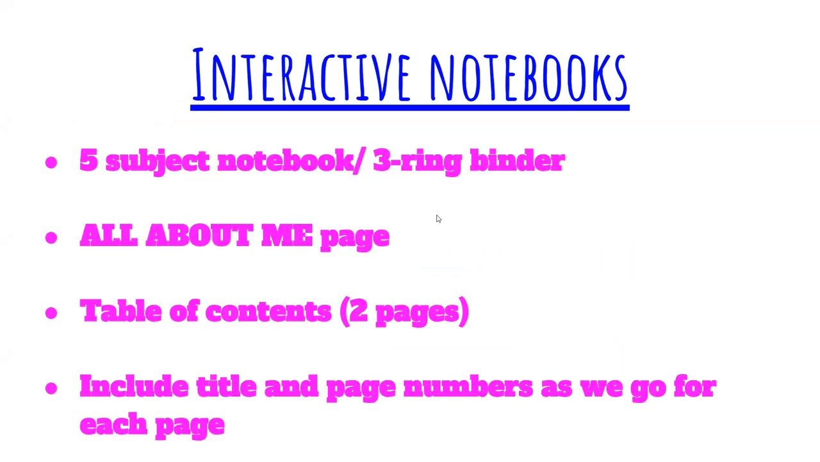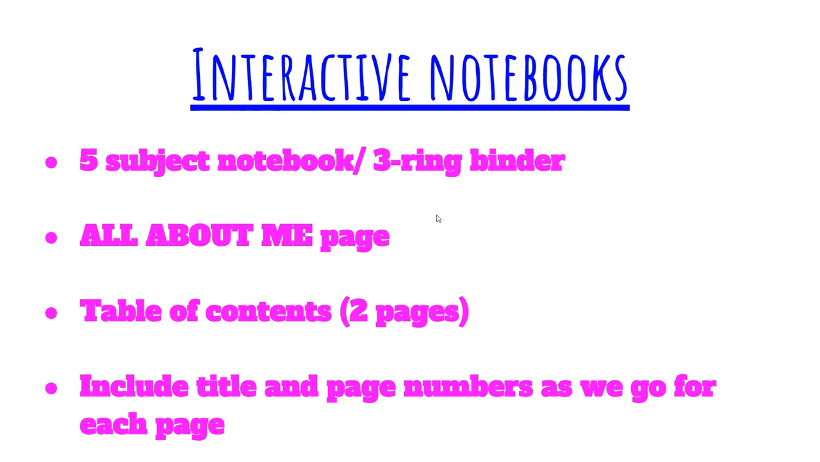On interactive notebooks, I put up here a 5-subject notebook and a 3-ring binder. So last year with my freshmen and sophomores, I tried to do a 3-ring binder and they just can't handle hole punching their paper and putting it in there and getting it in the right order. So I went back to a 5-subject notebook, and I have them take their papers and tape all of their stuff in here. I don't know if you can see this. And I provide the tape for them.